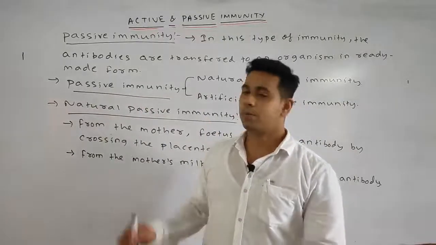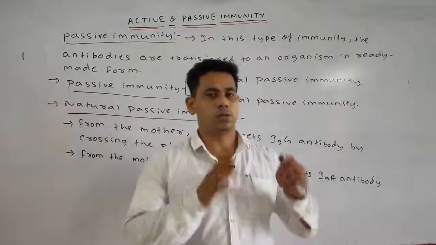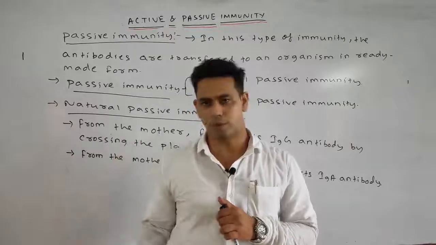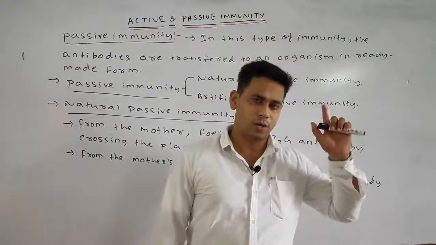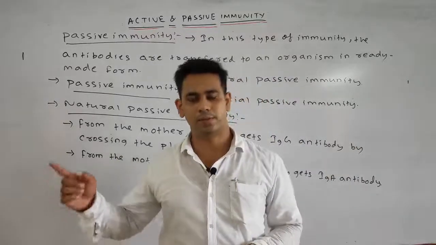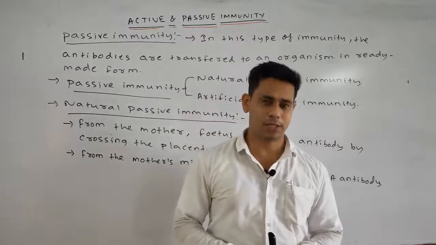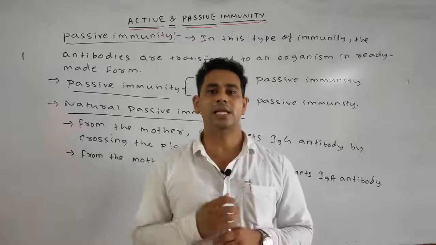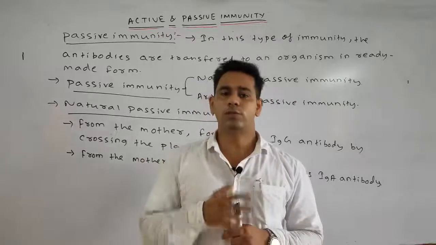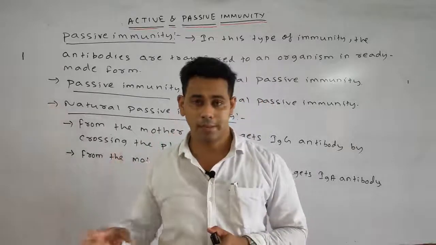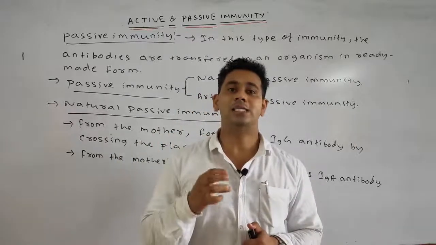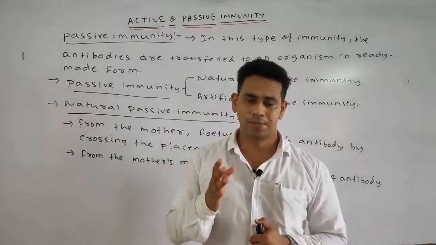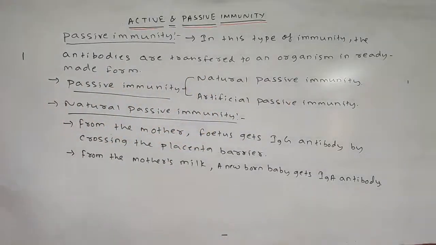Okay, so this is all about your passive immunity, in which the antibody is transferred to an organism in a ready-made form. It is of two types: one is natural passive immunity, other one is artificial passive immunity. In the natural passive immunity, we discussed that from the mother the fetus gets the IgG antibody crossing the placenta barrier, and also from the mother's milk a newborn baby gets the antibody called IgA in the ready-made form. So that is all about your natural passive immunity. Okay, please note down.